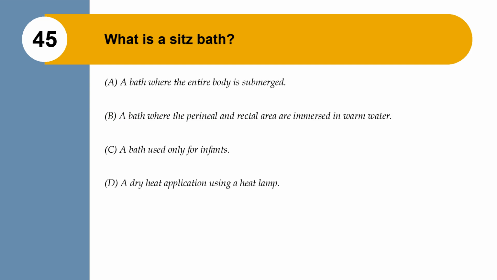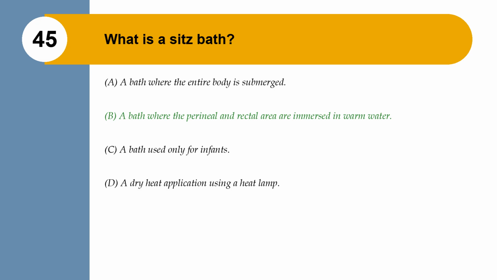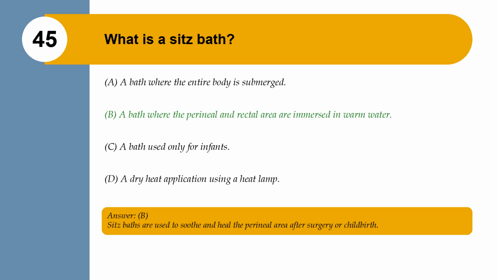Question 45. What is a sitz bath? Option A. A bath where the entire body is submerged. Option B. A bath where the perineal and rectal area are immersed in warm water. Option C. A bath used only for infants. Option D. A dry heat application using a heat lamp. The correct answer is option B. A bath where the perineal and rectal area are immersed in warm water. Explanation. Sitz baths are used to soothe and heal the perineal area after surgery or childbirth.